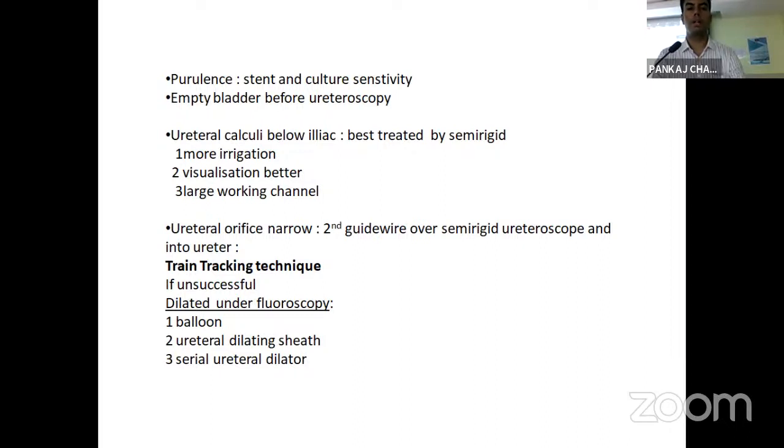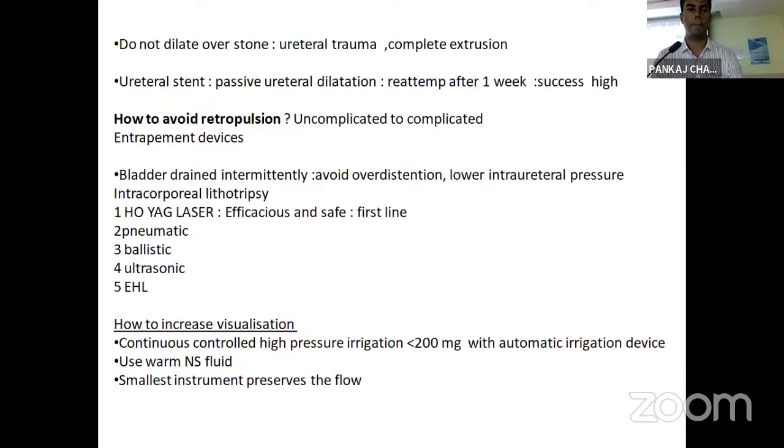Visualization is better and it also has a large working channel. If the ureteral orifice is narrow, a second guide wire is placed over the semi-rigid ureteroscope and inserted into the ureter, which is called the train tracking technique. If it is unsuccessful, dilatation under fluoroscopy is done by using a balloon, ureteral dilating sheath, and serial ureteral dilators.